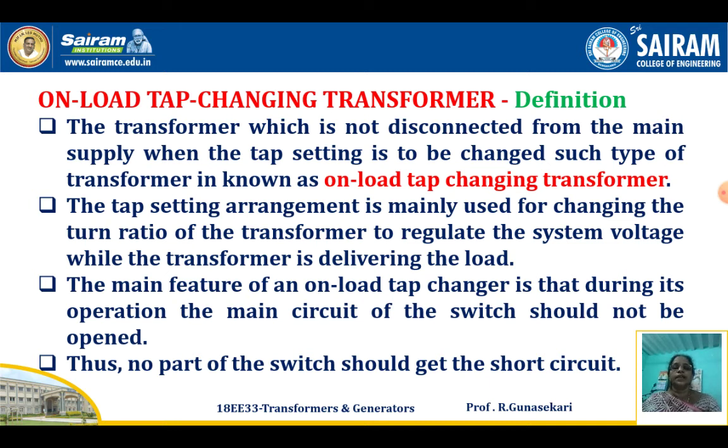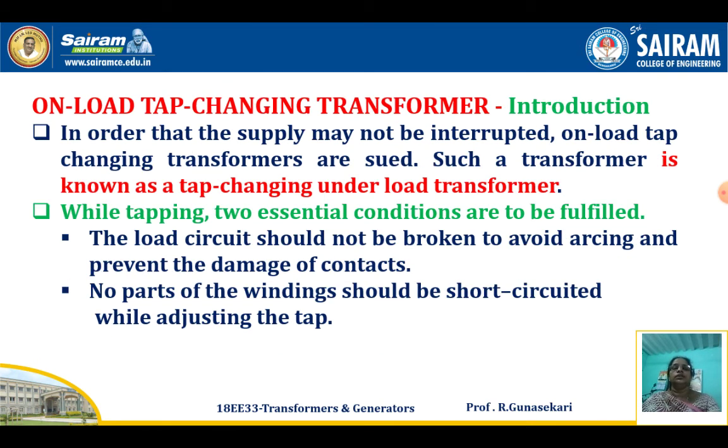The tap setting arrangement is mainly used for changing the turns ratio of the transformer to regulate the system voltage while the transformer is delivering the load. The main feature of an on-load tap changer is that during its operation, the main circuit of the switch should not be opened. Thus, no part of the switch should get short circuited.